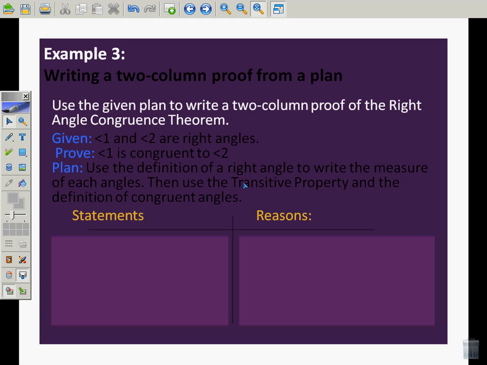I'm excited about this part. This is geometric proof 3, and this is where we actually take those things that we've been talking about and put them into action. We are writing our own proof. And so a good place to start is always with the given. And so I'm going to start with the given.